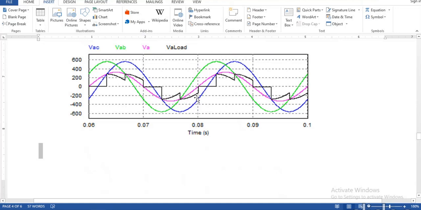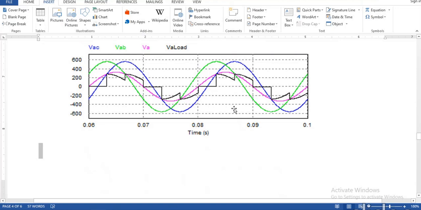Black color is the load voltage waveform. You can very clearly see that initially it is VAB divided by 2, and after that it is VAC divided by 2. VAC is blue color, so this is VAC divided by 2 during this portion. Similarly, this is VAB divided by 2, and this is VAC divided by 2.